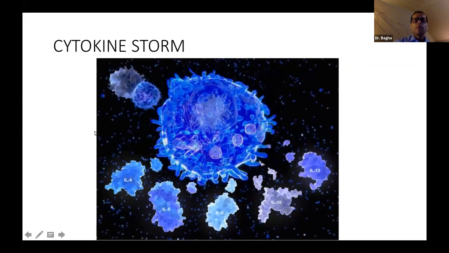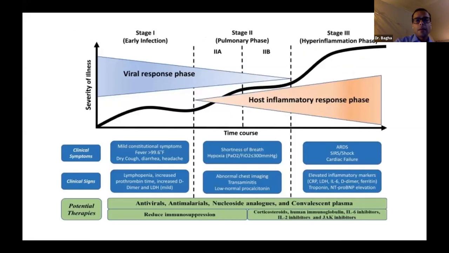Now, the most important aspect of the COVID-19 infection, which leads to high mortality and morbidity, is the cytokine storm. So this is basically showing how the infection progresses. So first we tend to get stage one, which is basically the early infection, whereby we have a very high viral response phase, followed by stage two, which is the pulmonary phase. And it is at this phase that we get the host inflammatory response starting off. And if this is not checked, subsequently we go into stage three, which is the hyperinflammation phase.